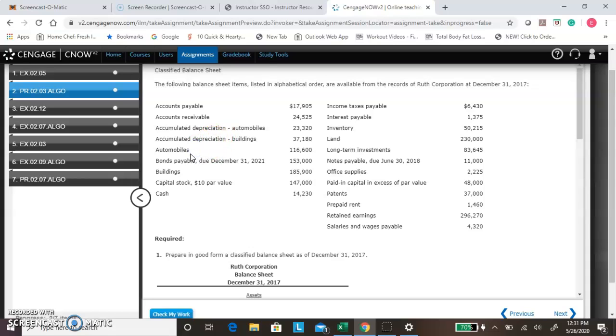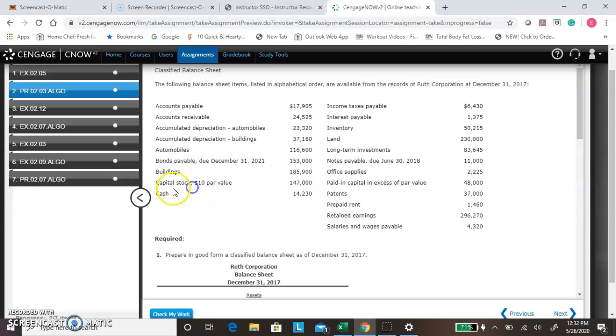Automobiles, that is an asset. That's going to go on the balance sheet. Bonds payable is a liability. That's going to go on the balance sheet. Buildings, that's an asset. It's going to go on the balance sheet. So the way that I sort of determine what is an asset is if you have to liquidate, what could you turn into cash? And cash obviously is going to be an asset. So anything that you could turn into cash, you're going to consider an asset. Anything that says payable is going to be a liability.